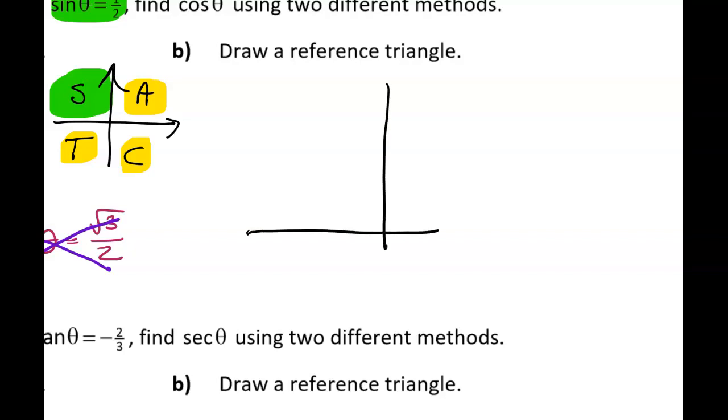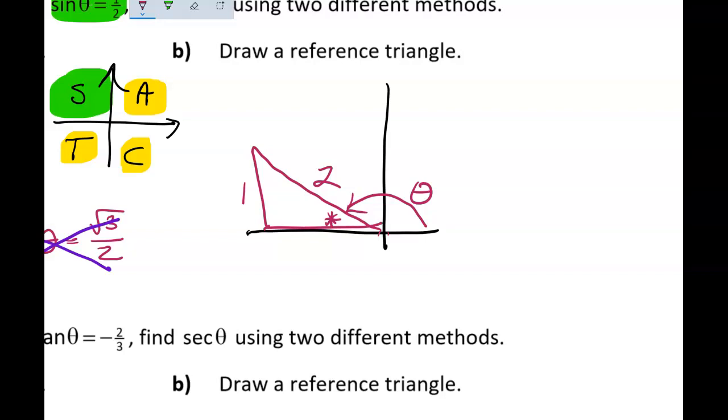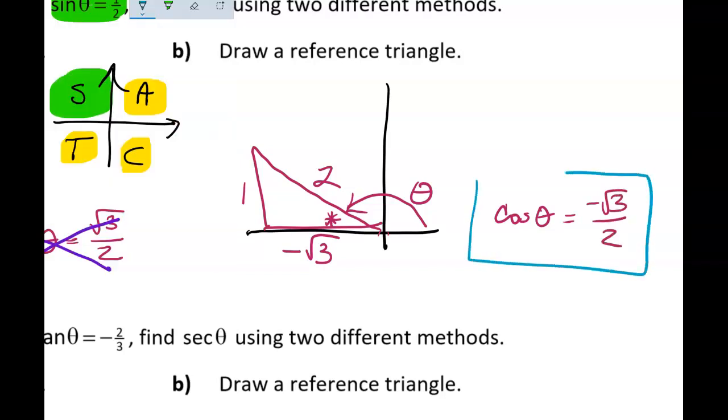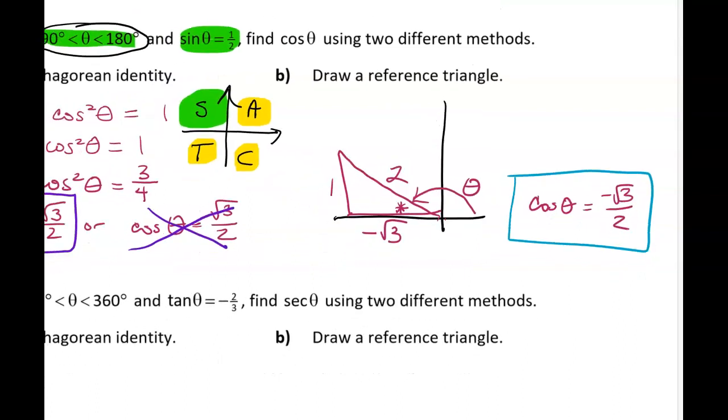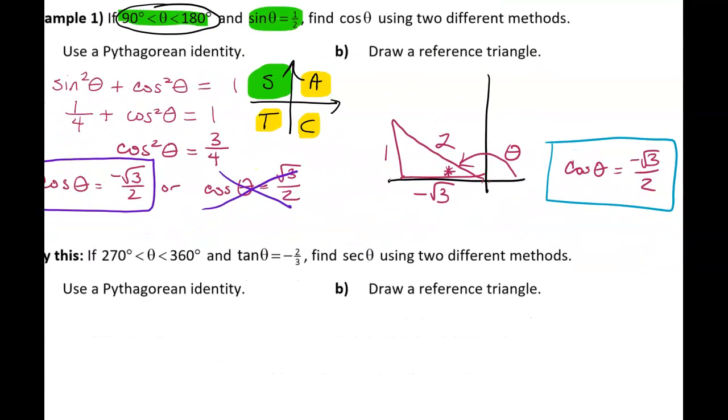We have an angle that's between 90 and 180, and that angle theta is between 90 and 180. Sine of the angle theta is 1 over 2, which makes this adjacent side negative square root of 3 because it's pointing to the left. We were asked for cosine of theta, so cosine of theta is adjacent over hypotenuse, which is negative square root of 3 over 2. Given a choice, you might choose the reference triangle since it's more visual, but perhaps using the Pythagorean identity gets us there a little quicker.